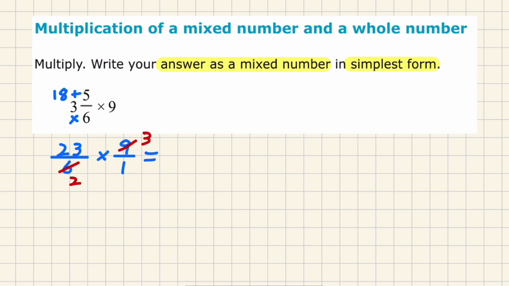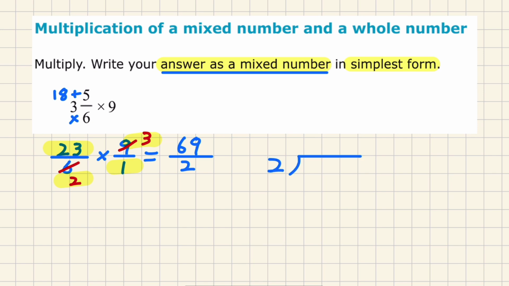And with no further cross-canceling, I can multiply across the numerator. 23 times 3 is 69. 2 times 1 is 2. And this is where I look back at our instructions. Instead of the improper fraction that I have here, I was told to leave my answer as a mixed number.